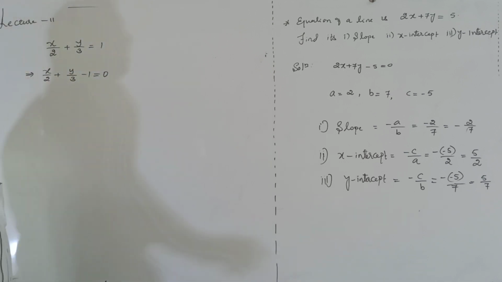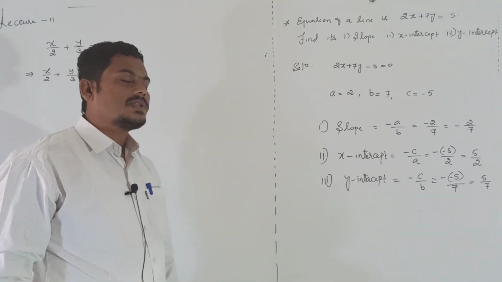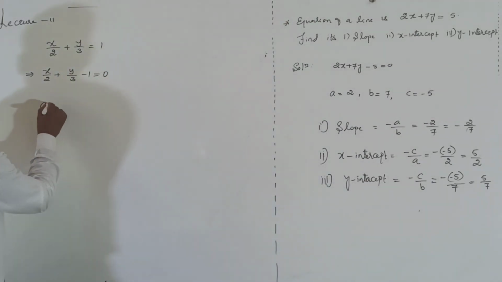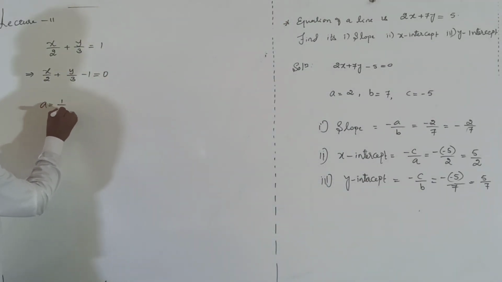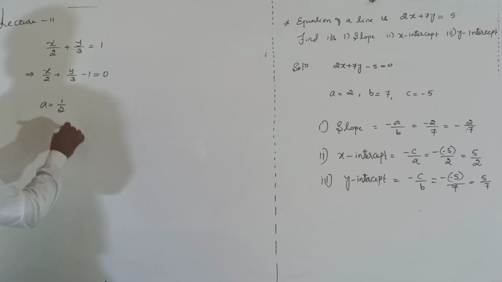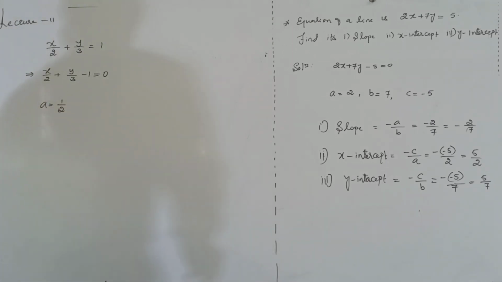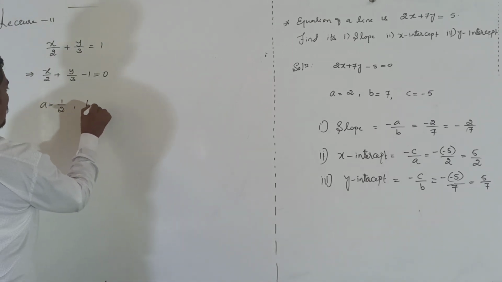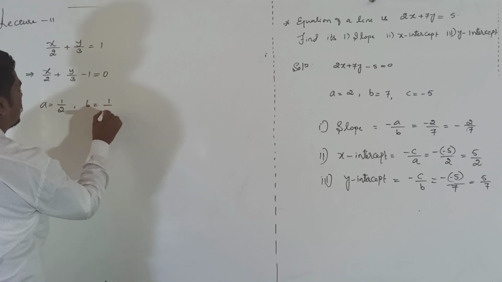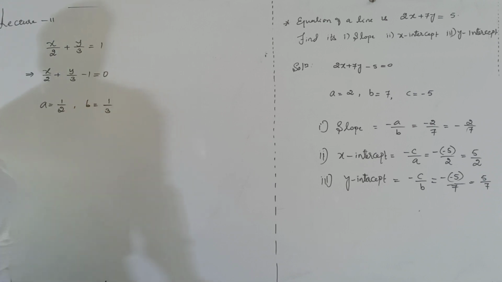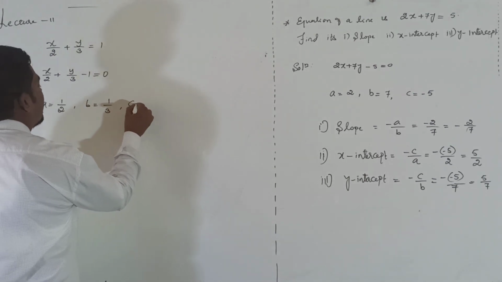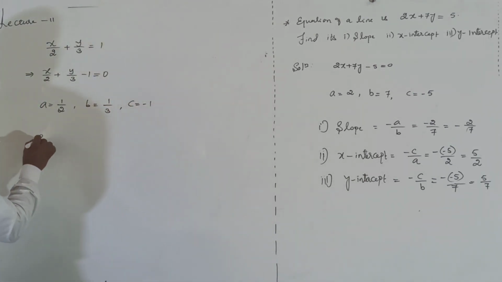Clearly it is in the form of ax plus by plus c equal to 0, right? Then tell me what is a value. In this case 1 divided by 2, the coefficient of x is a. Then what is b value? 1 divided by 3. And what is c value? Minus 1.